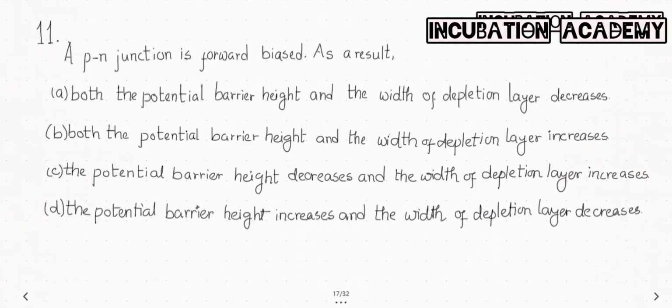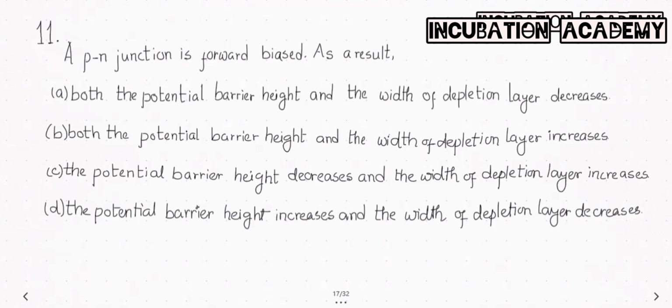Welcome everyone. The question is, a PN junction is forward biased. As a result, option A is both the potential barrier height and the width of the depletion region decreases.